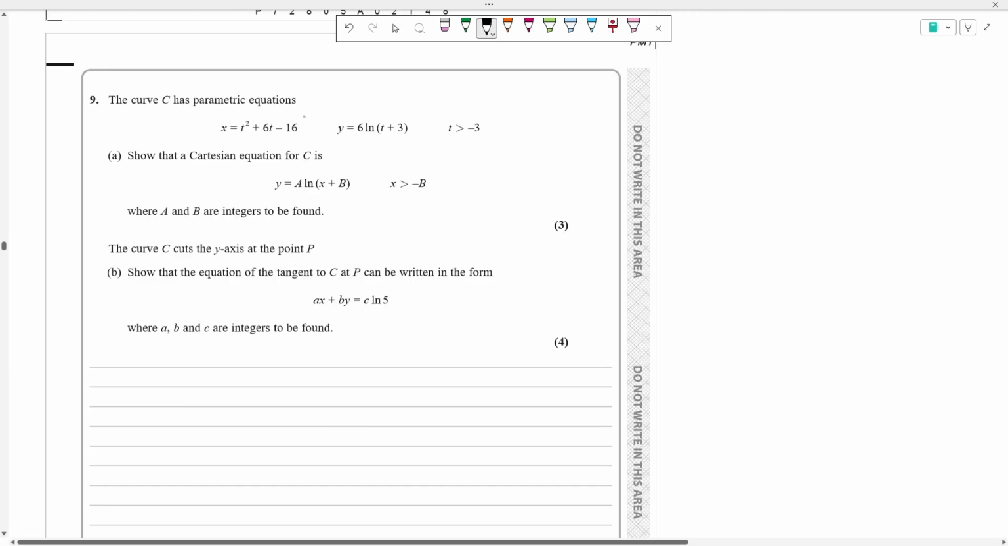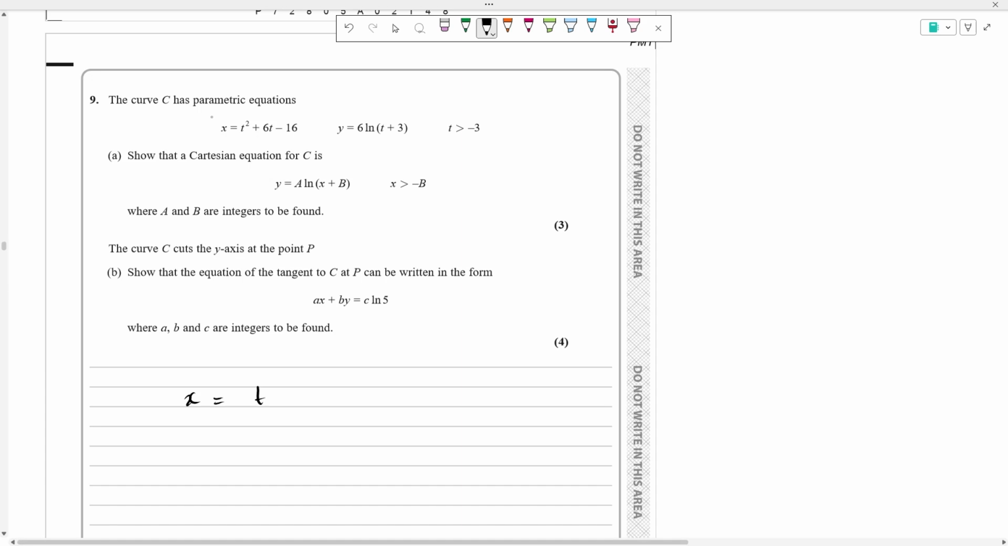Okay, question 9. We've got some parametric equations, and it's saying show that the Cartesian equation for C is y equals a ln x plus b. So at the moment here we've got t squared plus 6t minus 16, and the first things that come to mind are either completing the square on this or potentially factorizing it. I'm going to start with completing the square, and if it works, it works.